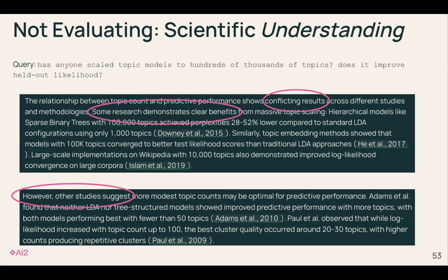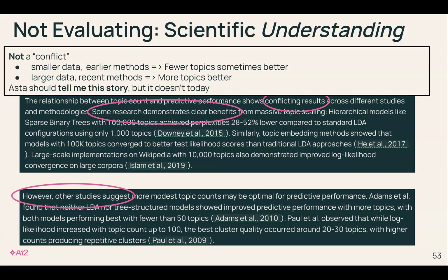Has anyone scaled topic models to hundreds of thousands of topics? So topic modeling is a particular NLP technique. Does it improve held out likelihood? And what this answer is saying, well, there's a conflict. So some work says, yes, there's clear benefits. Other studies say, no, there's not clear benefits. But here's the thing, if you actually dig into these details, this isn't really a conflict.